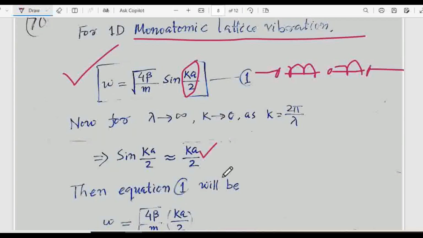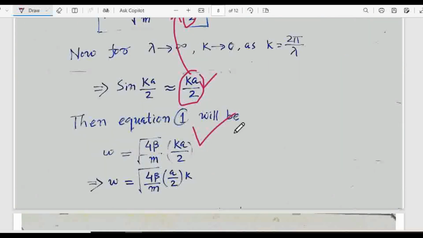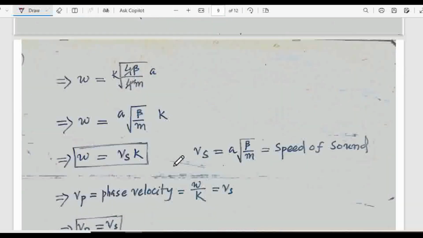Okay, we have approximated this, and if you put this condition again in equation 1, you get this, and after simplification you get omega equal to a into root over beta by m into k, and this is nothing but the speed of sound in the medium. Which medium? The medium in which this monoatomic lattice is present. In that medium, the speed of sound is this.